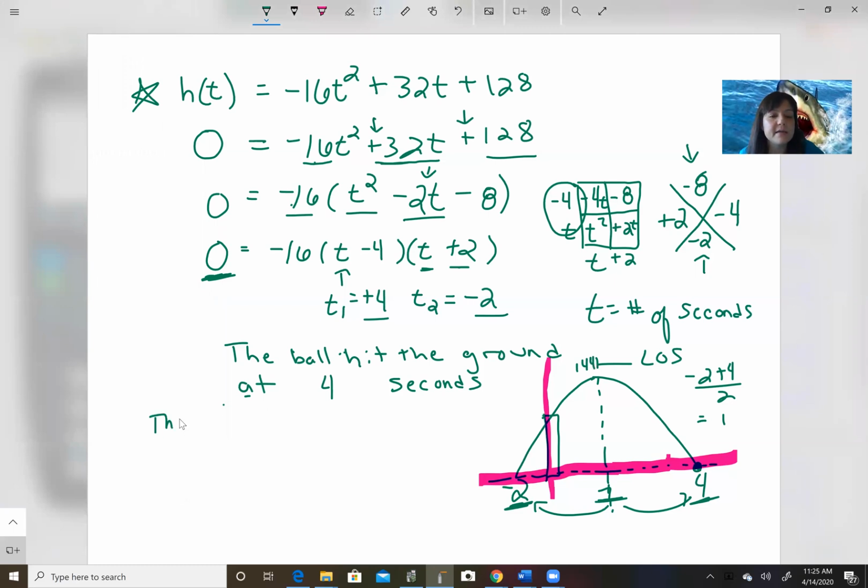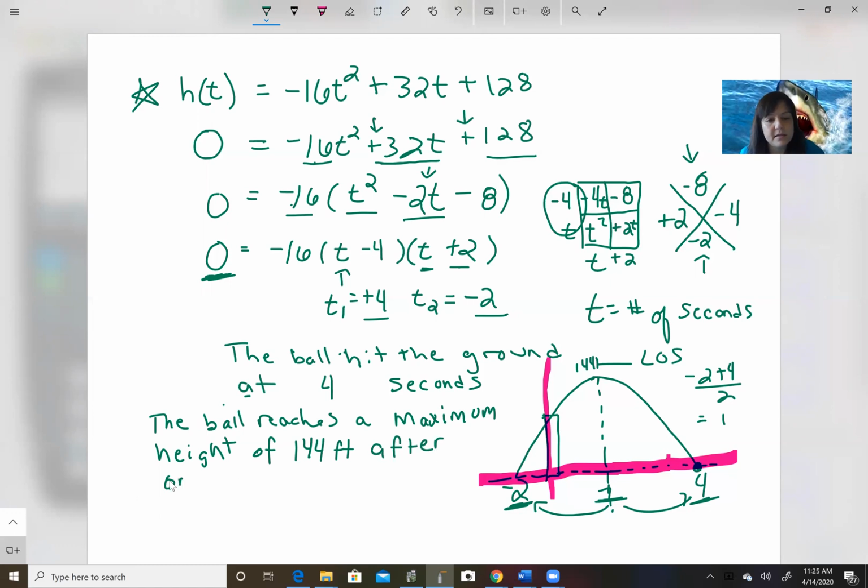So what that means is, if we were going to answer the question of what is the height, we'd say the ball reaches a maximum height of 144 feet after 1 second. Cool, so we got both numbers in there.